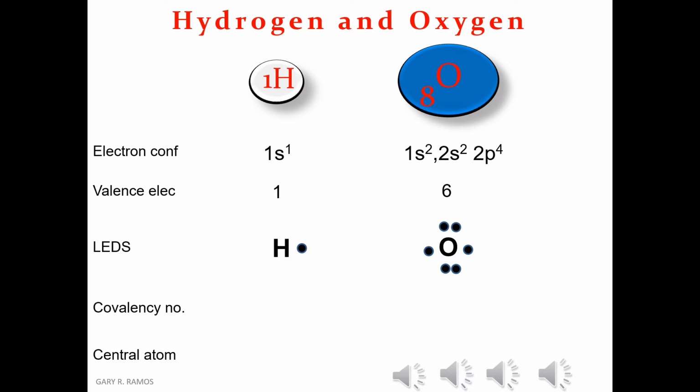By looking at the Lewis structure of both hydrogen and oxygen, we can say that both atoms are not stable. This is because the hydrogen has one valence electron, it needs another one electron to become stable. And oxygen, since it has 6 valence electrons, it needs 2 valence electrons to become stable.